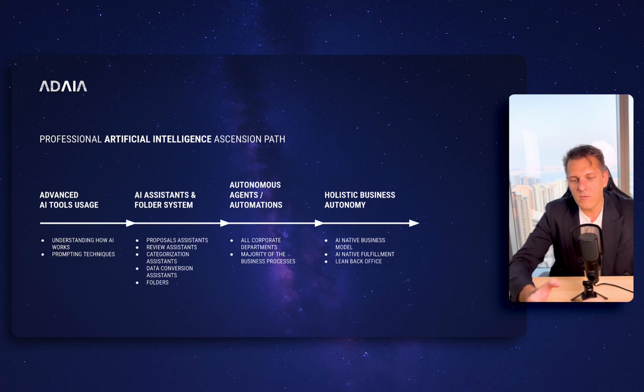Moving on, we have reviewed the autonomy with the agents and the automations, and now is the time to look at the business from the very holistic autonomy perspective. And what I mean here and what we are going to discuss are the AI native business models and AI native fulfillment and extremely lean back office. So entirely new models of the companies that will unfold in the future. We are talking 12 to 24 months from now, but that is going to happen as the AI systems evolve.